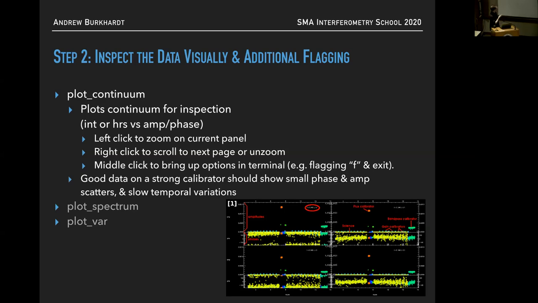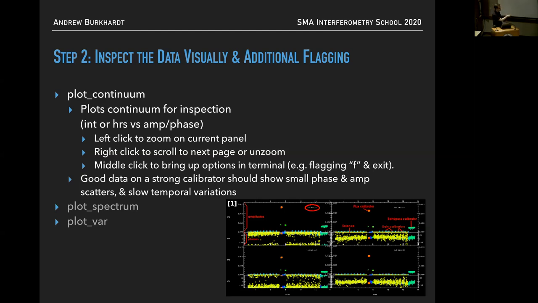When you run plot continuum, you can plot it versus integration time or hours, and you can plot just amplitude, just phase, or both. Once you do that, a little menu will pop up with your mouse. You can left click to zoom, right click to scroll through it, and middle click to bring up a bunch of different menus. Some are as simple as exiting, but there's also F1, which will allow you to flag the data as you go along.